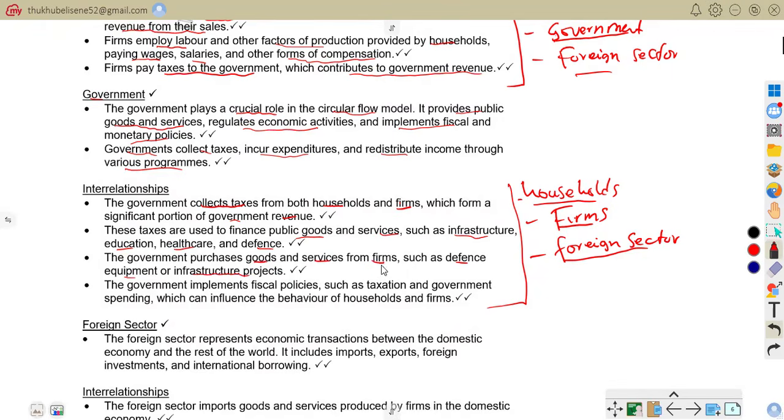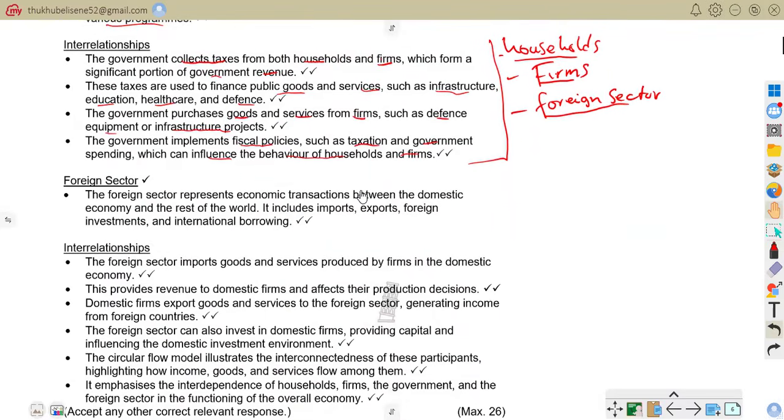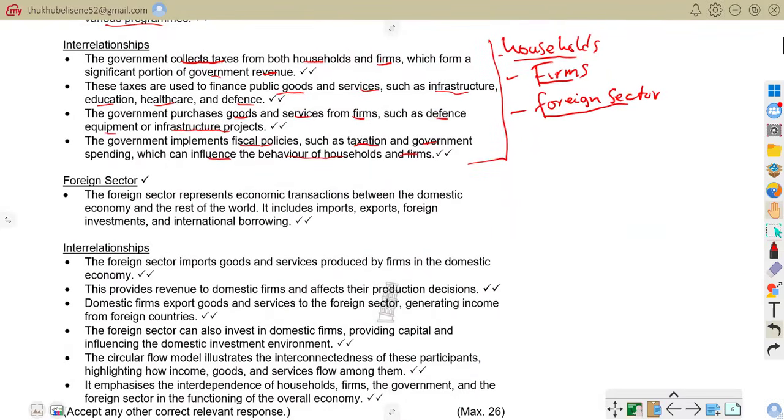You see that interrelationship. Also, the government implements fiscal policies such as taxation and government spending, which can influence the behavior of households and firms. So that is that. Now let us move on to the foreign sector.